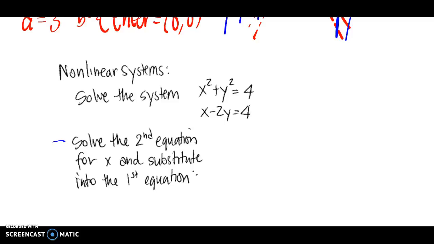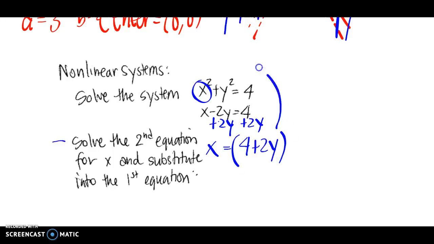Make sure you're paying close attention to this. You want to get rid of the negative 2y, so add 2y. So we have x equals 4 plus 2y. You can't add those terms together because they are not like terms. So you do that, then you're going to substitute that in here. This is probably the hardest type of problem that you're going to have in the whole section. You solve for x and you're going to substitute that in for x.